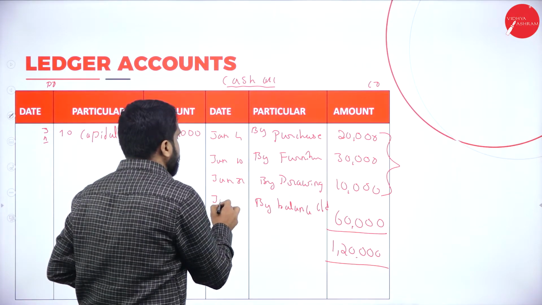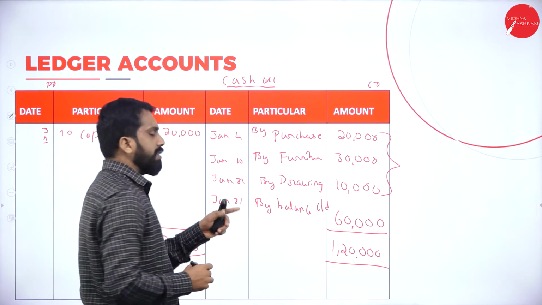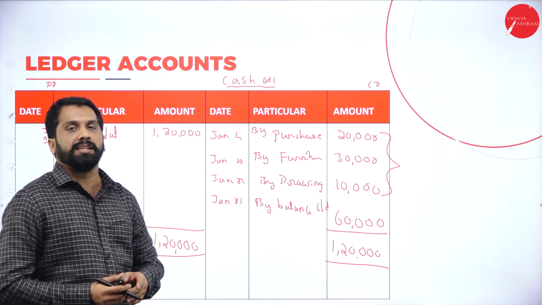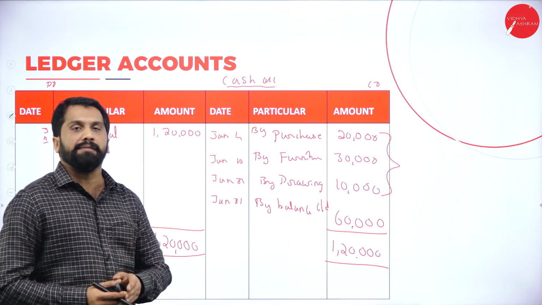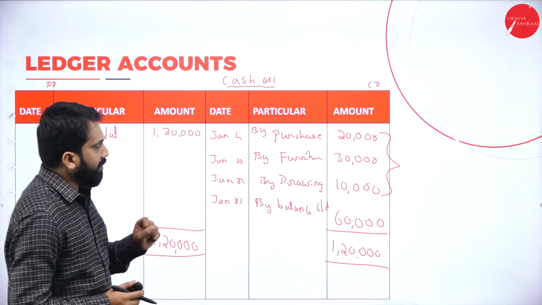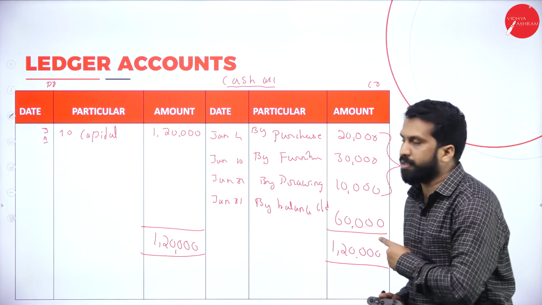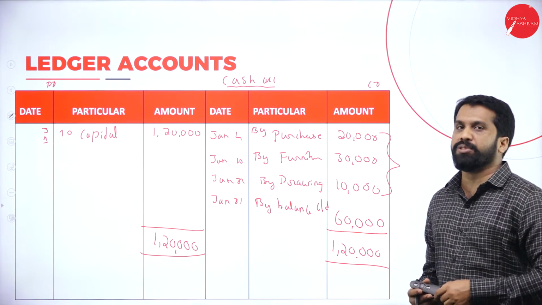Now, what date should we write? The last date. If you are doing January, write January 31st. If you are doing March, write March 31st. July, July 31st. Like this only you have to write. Hope you understood how to prepare a cash account. Clear? Yes, please take a screenshot.